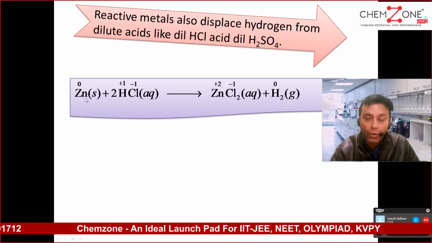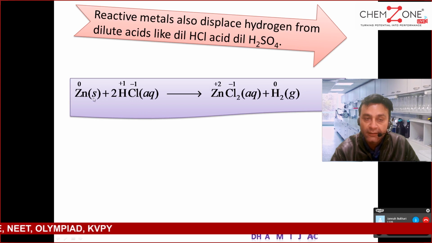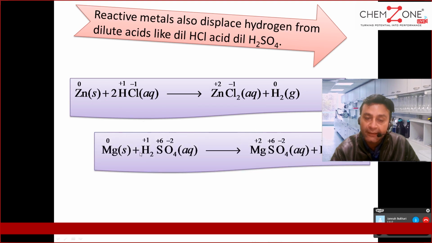Zinc is losing electrons only in the presence of HCl. It means HCl acts like an oxidizing agent, and zinc is giving electrons to the H+ ion to become H2. It means zinc acts like a reducing agent, right? Now, here in the second case, magnesium reacting with sulfuric acid, you can see the hydrogen is replaced by the magnesium, and we get magnesium sulfate and H2 gas.